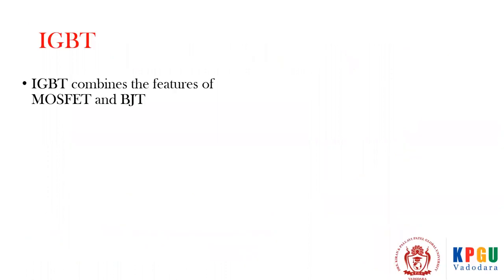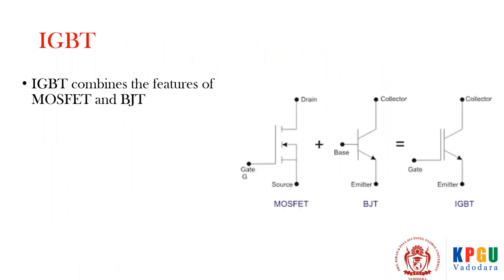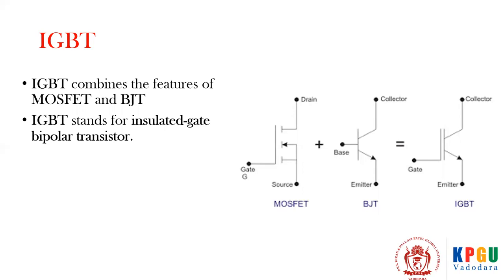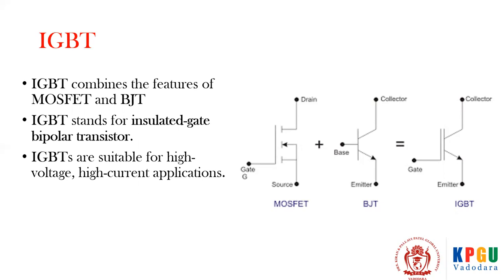The IGBT is the combination of MOSFET and BJT. It combines features of BJT and MOSFET. You can see the MOSFET plus BJT is equal to IGBT. IGBT stands for insulated gate bipolar transistor. Insulated gate is there in MOSFET also, but the features of MOSFET and BJT are combined, and that's why it is the insulated gate bipolar transistor. IGBTs are suitable for high voltage, high current applications. So compared to MOSFET and BJT, the power rating of IGBT is very good.